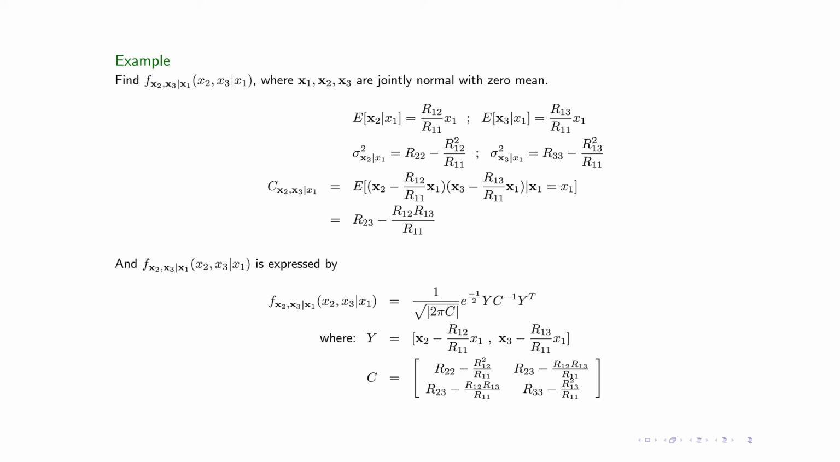For example, if you have three random variables, and they are jointly normal, then you can quickly calculate the expected value of X2 given X1, the expected value of X3 given X1, and so on, and then you can calculate the covariance of X2 and X3 given X1 using this expression. And also you can find the conditional distribution of X2 and X3 given X1 using these expressions.